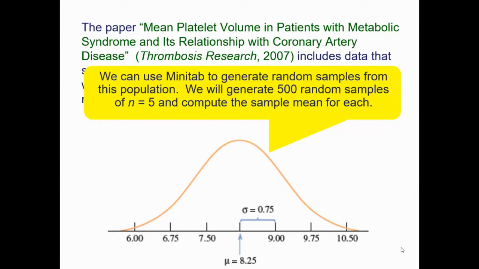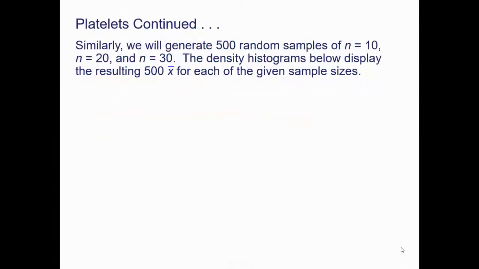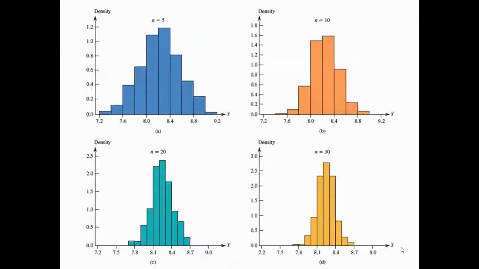Okay, so anyways, we're going to use Minitab to generate random samples from the population. We're going to do 500 random samples of size 5 and compute the sample mean for each. And we're going to do the same for n equals 10, n equals 20, and n equals 30. Really, they do it and give us the graph of it. So the histograms are the results of this.